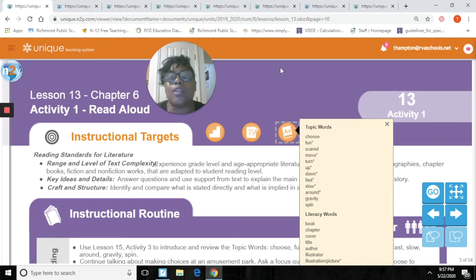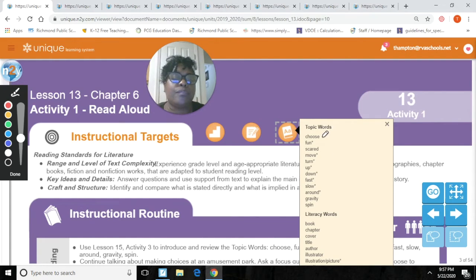All right, so let's go over the words. I want you to repeat the words after me. And don't forget to be on the lookout for them, okay? Our first word is choose, fun, scared, move, turn, up, down, fast, slow, around, gravity, spin, okay?